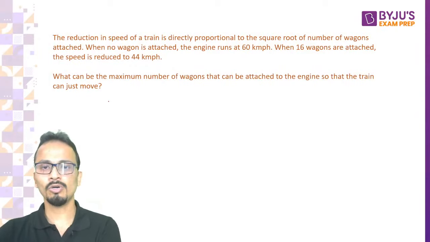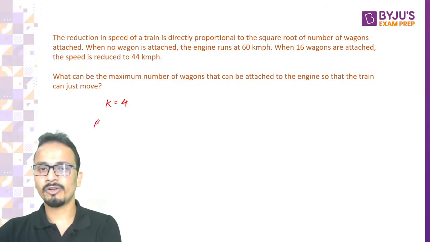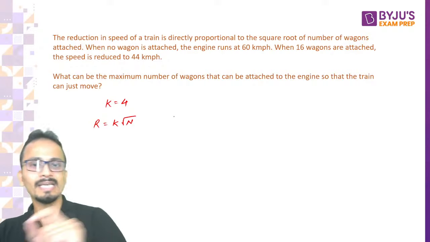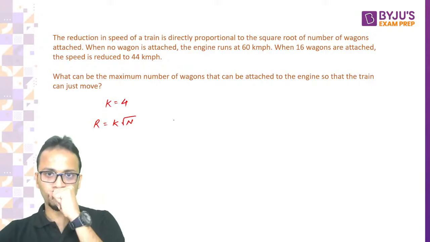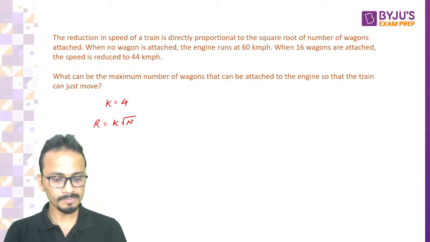All right. So I'll write the value of k, and this relation, reduction is k times under root of number of wagons. All right. Now let's read this next question. The question is, what can be the maximum number of wagons?